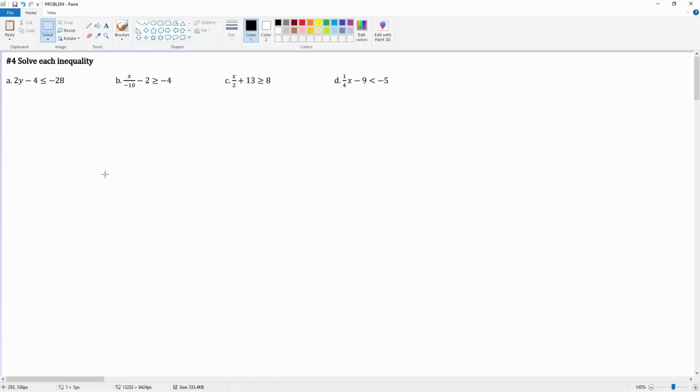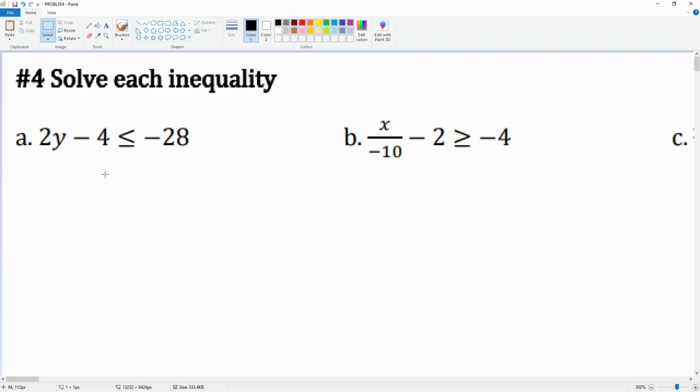Chapter 5, number 4, you're going to solve each inequality here. The way we solve this is the same way as you did with the equation sign. You want to isolate the variable by itself. We have a -4 on the left, so we're going to add 4 to both sides. This does cancel, leaving you with a 2y on the left. Bring down the inequality, it does not change.